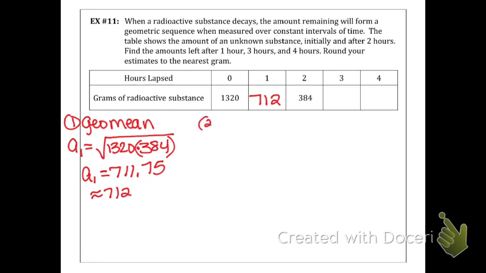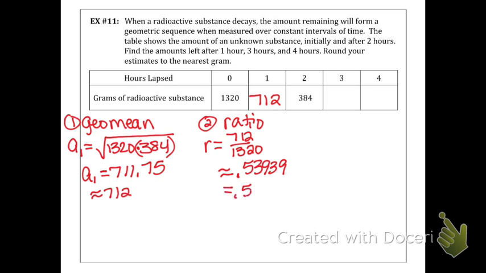Now once I have that, I have enough that I can find my ratio. I know r is equal to that 712 divided by the 1320, and so it's approximately 0.53939 repeated. So I'm just going to say 0.539. I'll go ahead and use the other, that way my numbers aren't off because I used it when I did my answer key. And then I can go through and find my a sub 3 and my a sub 4.